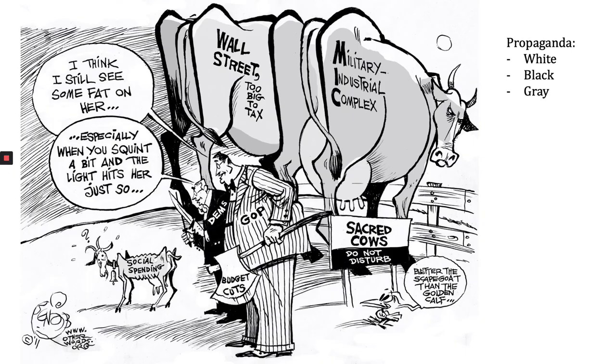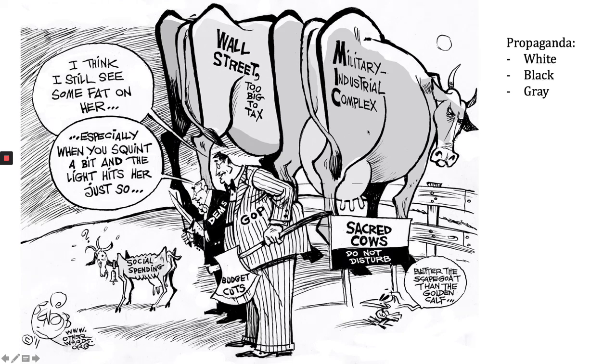Or this one here, I think I still see some fat on her, especially when you squint a bit and the light hits her just so. And so this is the social spending. The Democrats and the GOP, the Grand Old Party, the Republicans here, and they're looking to do budget cuts. What do they generally tend to cut? They tend to cut social spending.